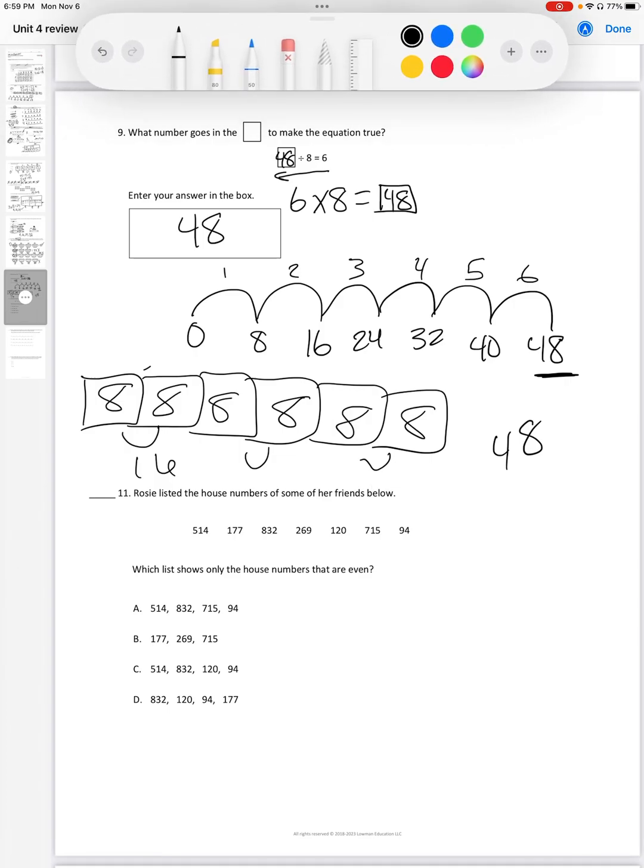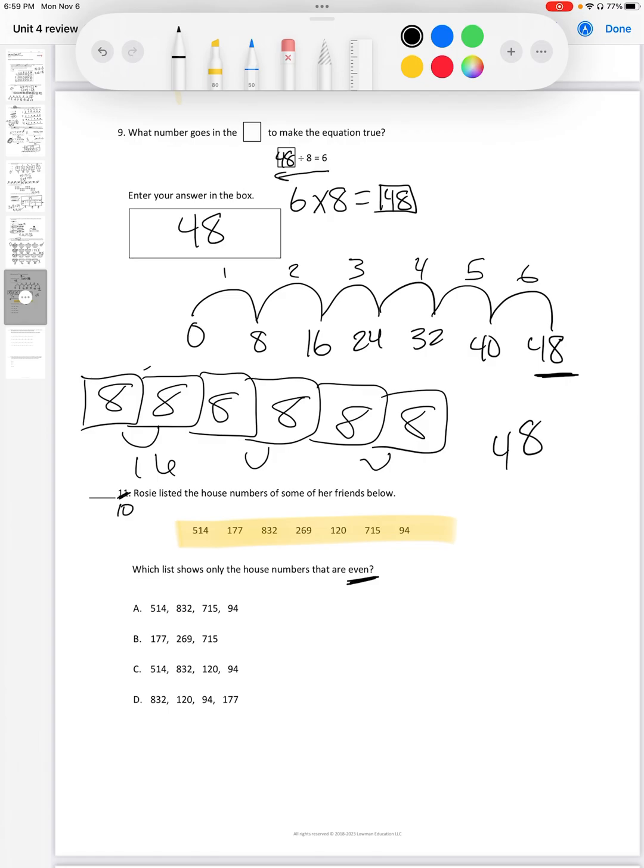From there, this says problem 11, and it says 11 on your page. It's really problem 10. Rosie listed the house numbers of some of her friends below, and we can find those house numbers here. Which list shows only the house numbers that are even?